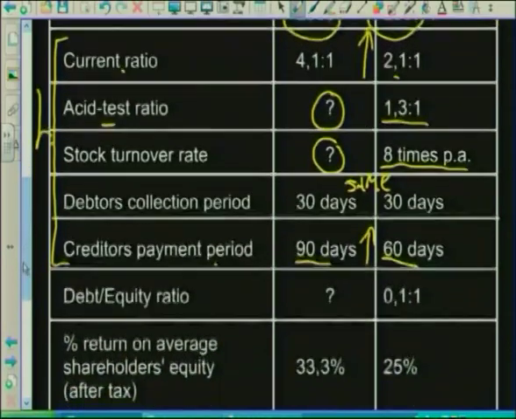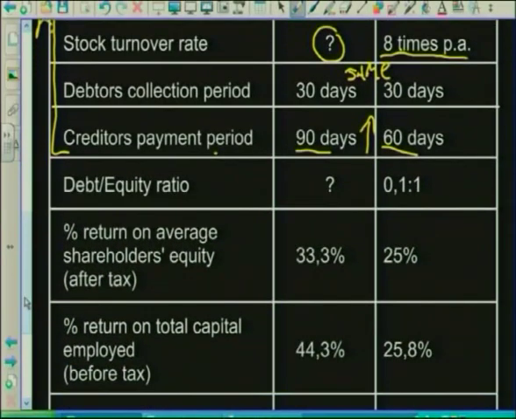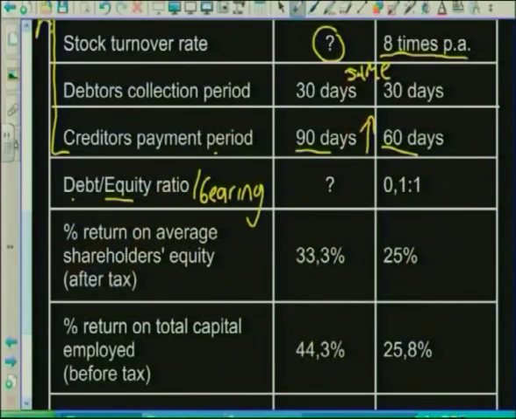Let's now move on. The next ratio, we've got debt equity ratio. And remember, another word for debt equity ratio, they often refer to this ratio as the gearing ratio. 2008, not given to us. 2007 is given to us, 0,1 is to 1. So immediately we can see that this business is low geared. They don't rely that much on borrowed capital, because for every 1 rand of own capital, there's 10 cents of borrowed capital. So the company is low geared.